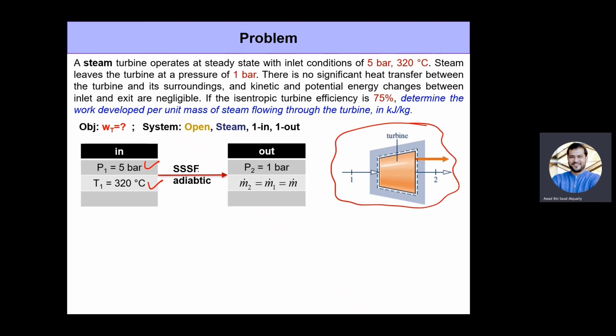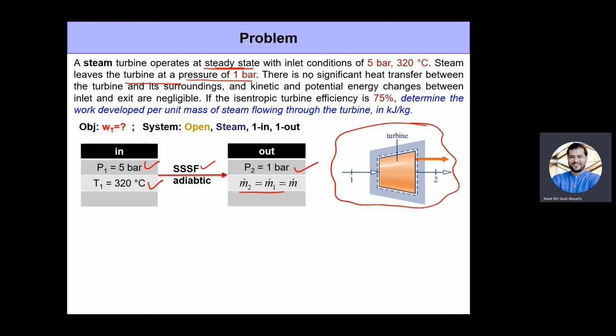Of course, it's a steady state, steady flow device, and we have been told that the steam leaves the turbine at a pressure of 1 bar. So P2 is 1 bar. Since it's a steady state, steady flow device, the mass flow rate at the inlet should be equal to the mass flow rate at the exit, m dot in is equal to m dot out. Turbines are always steady state, steady flow devices, so that's not something you need to worry about, but the questions will usually mention that it's operating at a steady state.